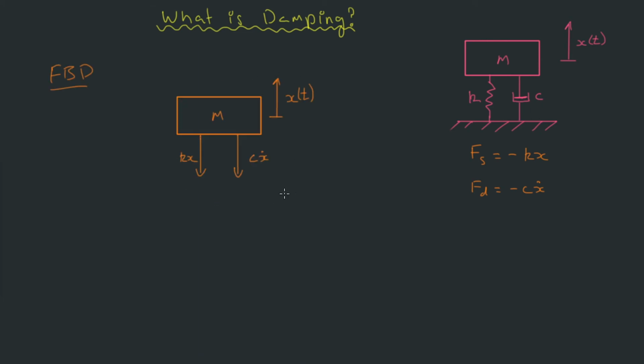So this is what I got for my free body diagram. You'll see as we move the mass up in the positive direction, the spring and the damper will be trying to pull the mass back down. That's why the forces are pointing down this time.